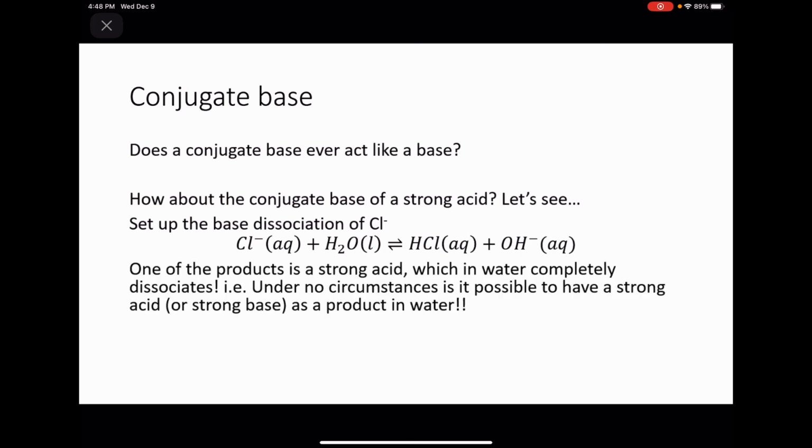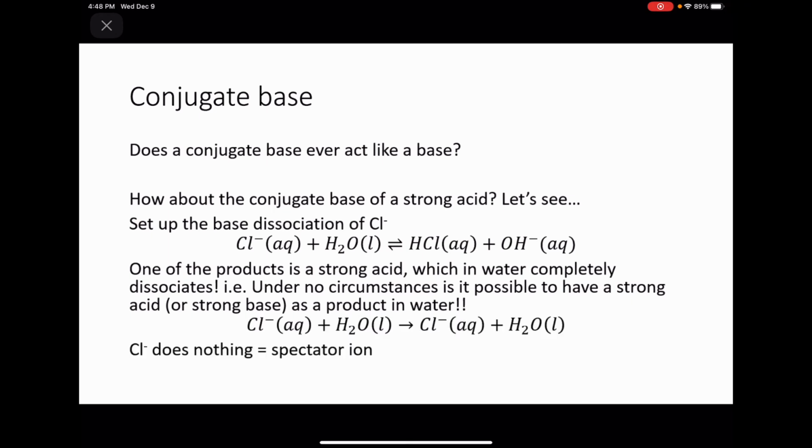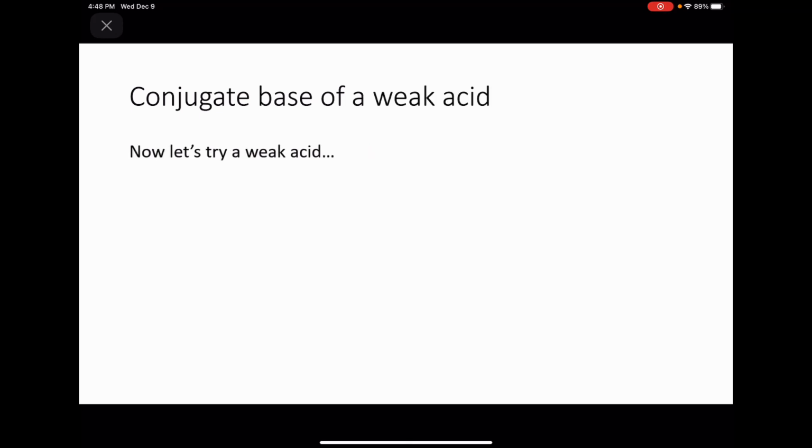But you'll notice HCl is a strong acid. So anytime we put strong acids in water, they completely dissociate. So that means that there is no way, under no circumstances, can we ever make a strong acid or a strong base in water. If we put a strong acid or strong base, they will dissociate completely. So what we get is really no change whatsoever. Cl- plus water just gives you Cl- plus water. So the chloride ion does nothing. So what we call a spectator ion.